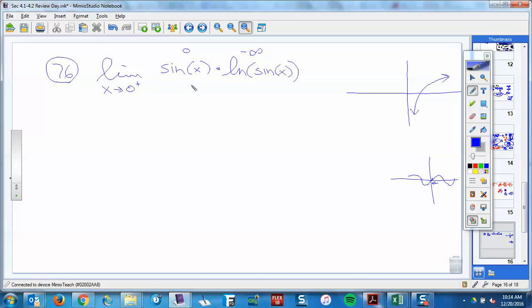So we need to do some sort of reciprocal, kind of flip this around. So you can flip sine. You got ln of sine x, and then down here, 1 over sine x, right? I can't just move sine x down there, right? I mean, it's like, well, explain that a little.